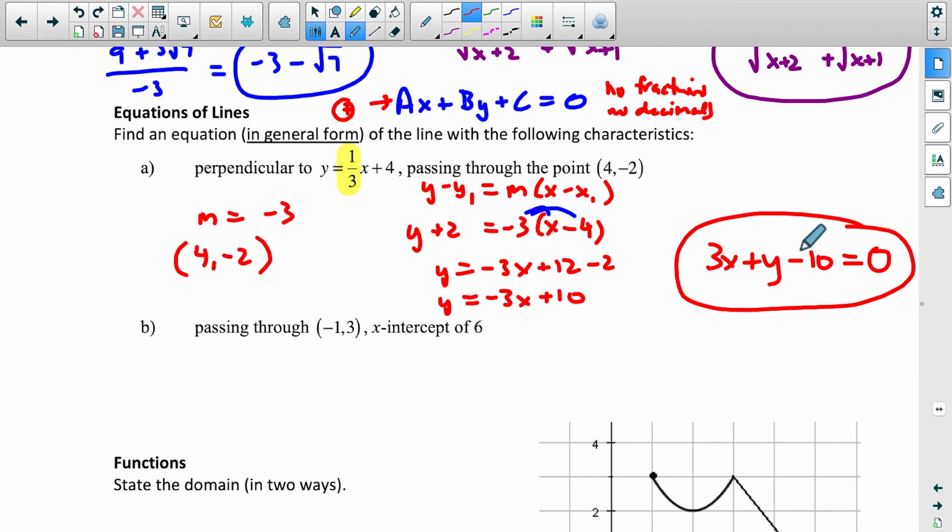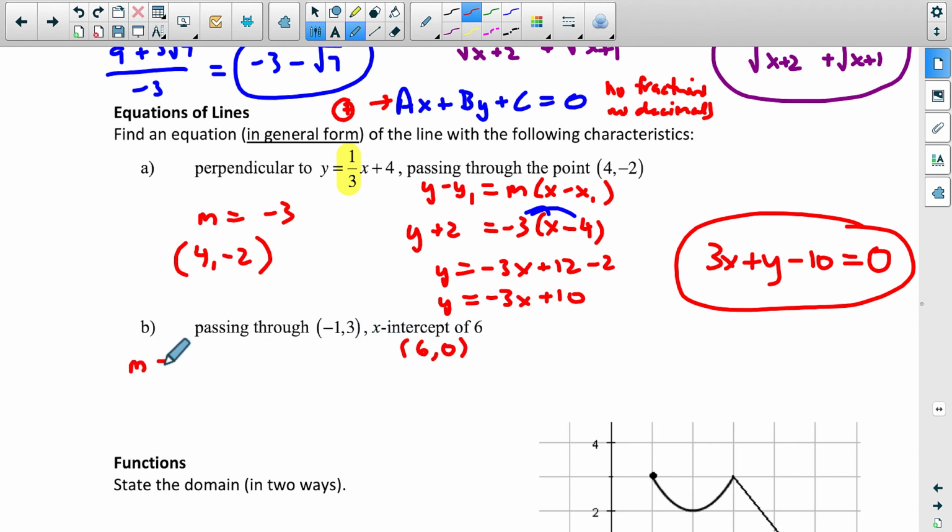That's general form. Okay, another one, we've got a line that goes through negative 1, 3, and it also has an x-intercept of 6. Okay, well we can write a point, right? If it has an x-intercept of 6, what's the point? It would be 6, comma, 0. What if it said y-intercept of 6? Then we'd write 0, comma, 6. So we have 2 points.